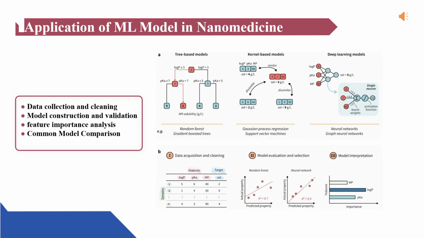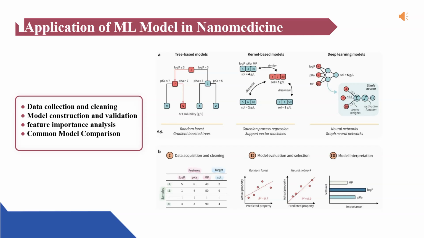The application of machine learning in nanomedicine typically follows a standardized four-step workflow. Firstly, data collection and cleaning are performed, which involves acquiring drug molecular property parameters and formulation process parameters, followed by the removal of noise and outliers to establish a foundation for modeling.